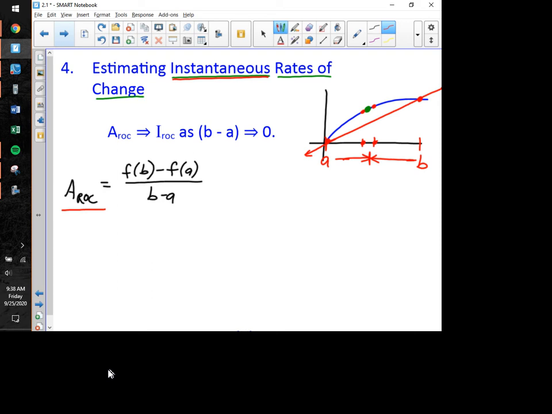We want a and b to be the same number so that there's really only 1 data point rather than 2. Now, if you look at the formula we've written down right here for average rate of change, you can see that that's impossible. If b and a were the same number, your denominator here would be 0. And of course, we can't divide by 0, right, ladies and gentlemen?